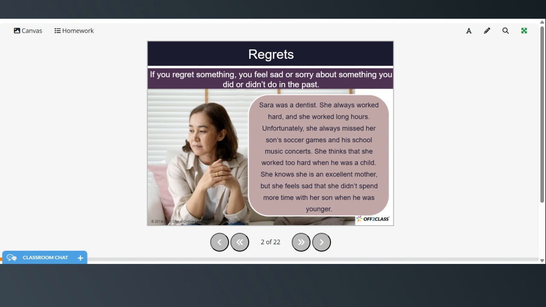So Sarah was a dentist. She always worked hard and she worked long hours. Unfortunately, she always missed her son's soccer games and his school music concerts. She thinks that she worked too hard when he was a child. She knows she is an excellent mother, but she feels sad that she didn't spend more time with her son when he was younger.